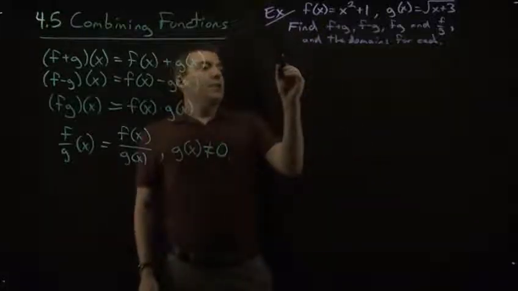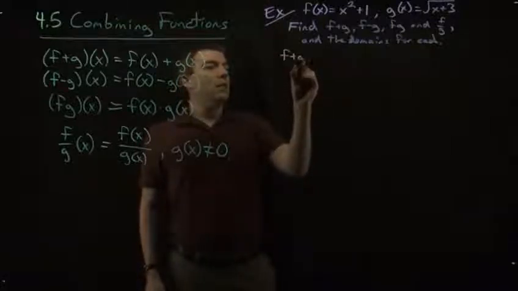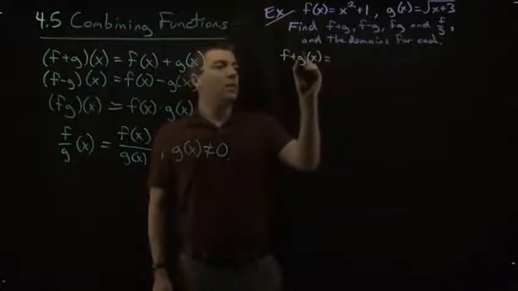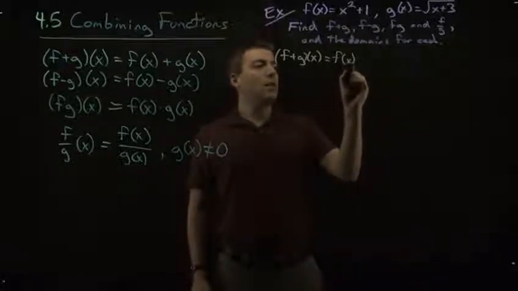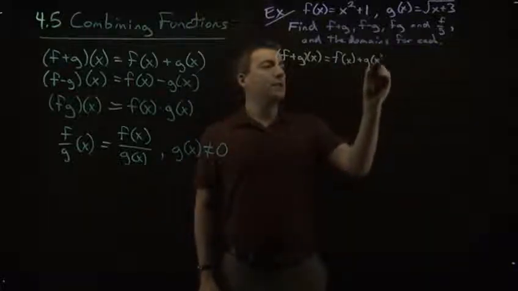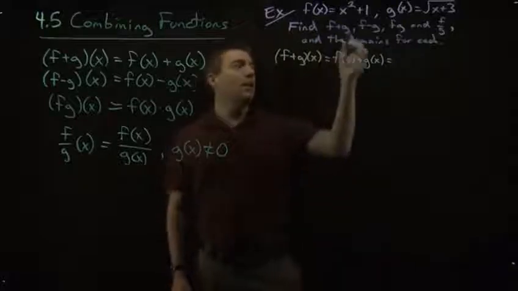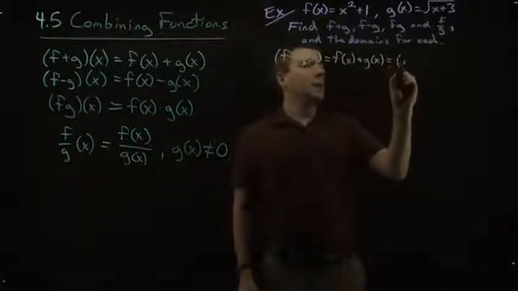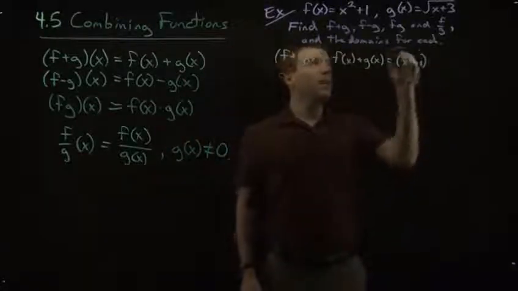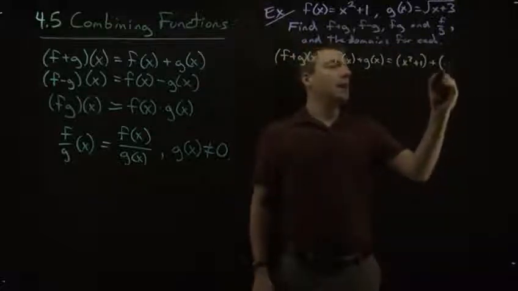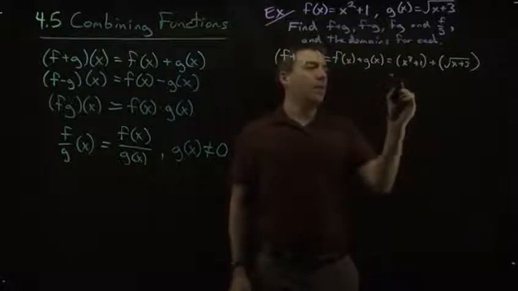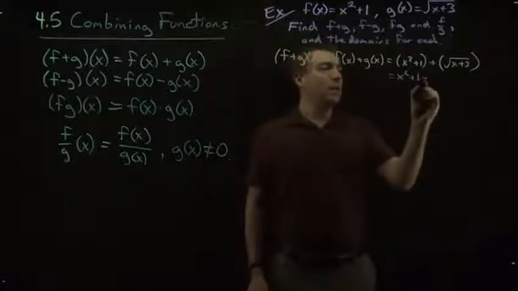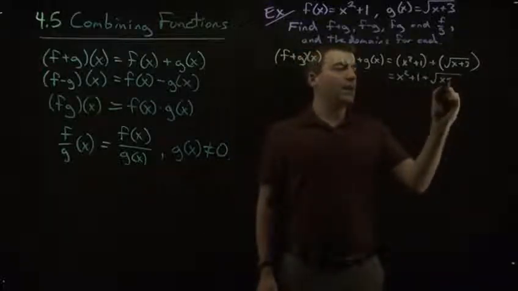So f plus g is going to be f(x) plus g(x). And here we have f(x), which is x squared plus 1. And then g(x) is the square root of x plus 3. So this is simply x squared plus 1 plus the square root of x plus 3.